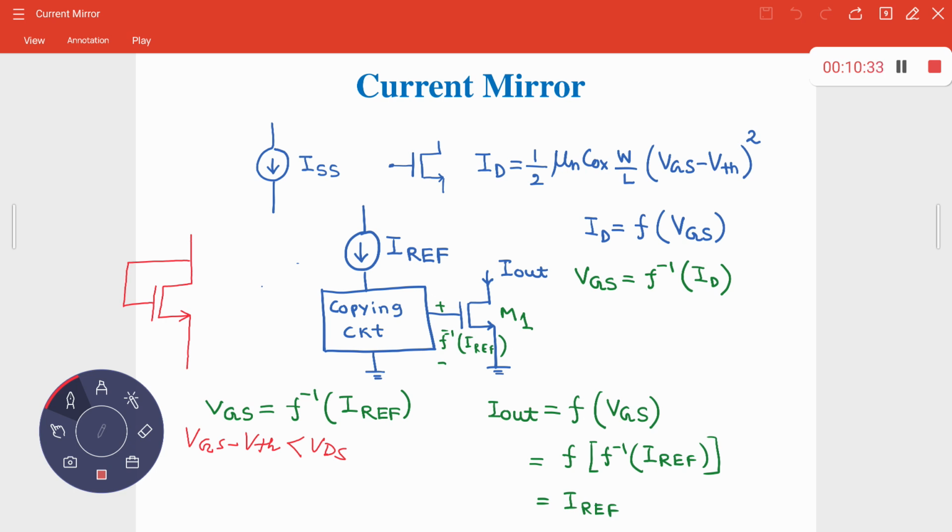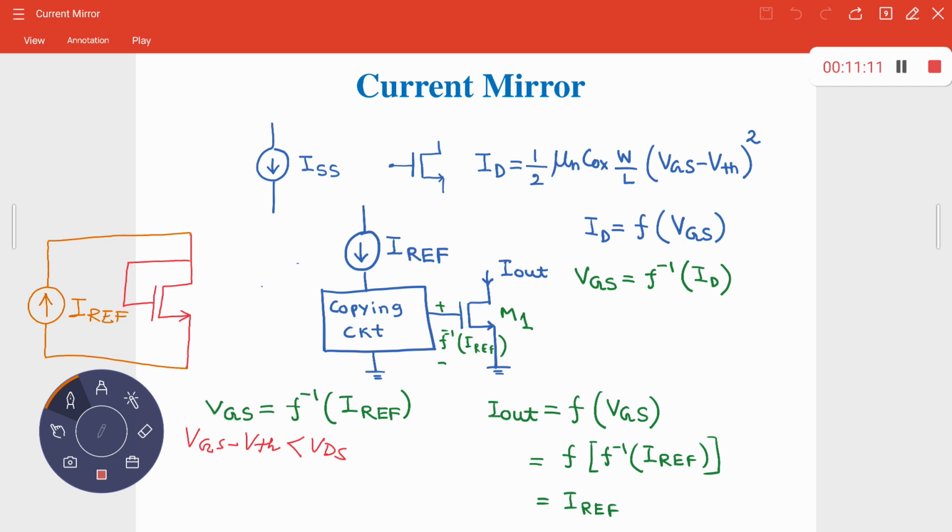So if gate and drain are at the same potential, that means a diode-connected MOS. In that case, what do you expect? You expect that the device will be in saturation. Now suppose gate and drain are shorted, and suppose I feed a current, let it be I reference.